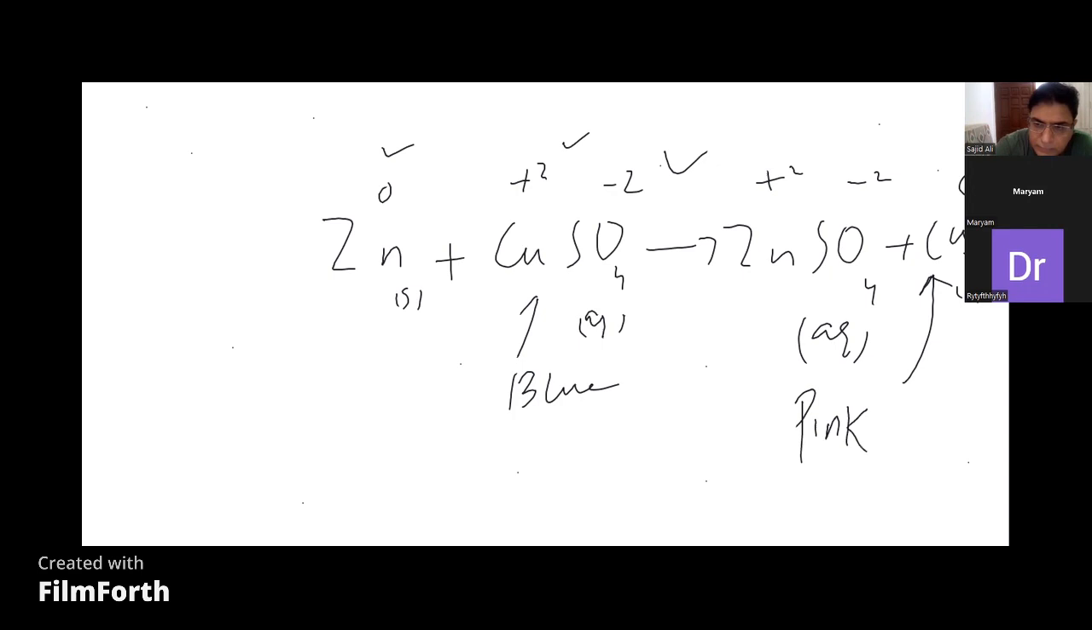It is in an uncombined state, beta. It is a free element now. It is not part of any compound. It is a free element, and it has zero oxidation state.